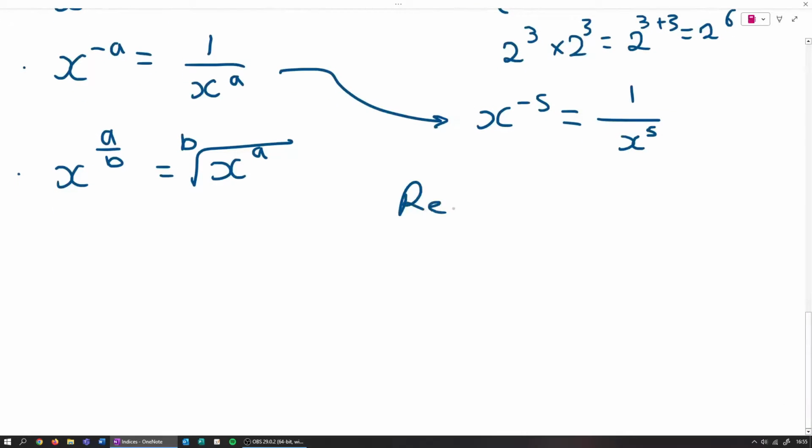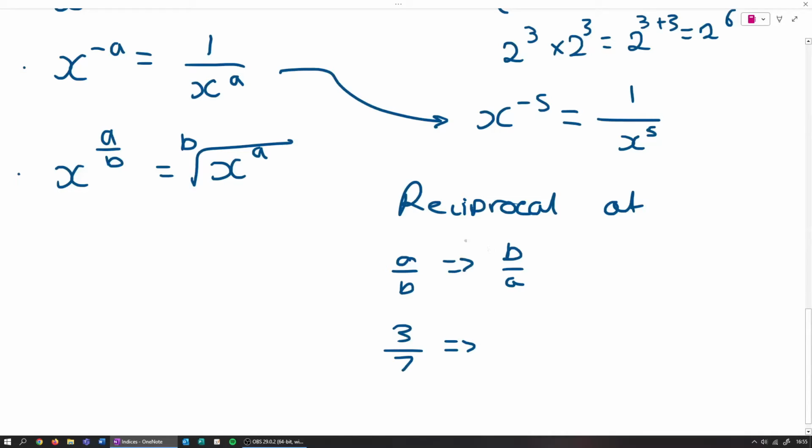So the reciprocal of, say, A over B is B over A, okay? The reciprocal of 3 over 7 goes to, so these things are not equal, I'm just trying to show what happens when you reciprocate them, it goes to 7 over 3, okay?